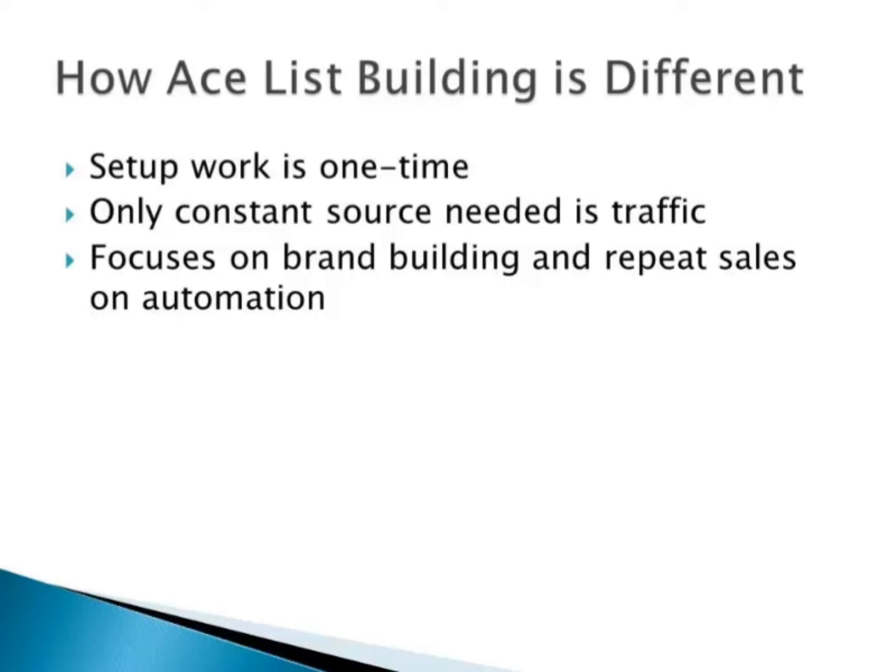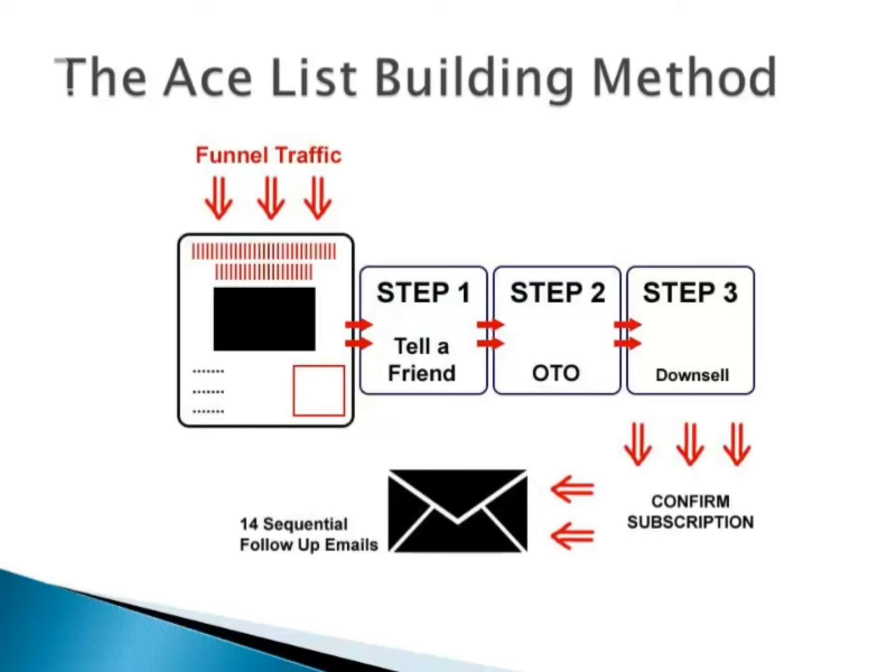This is what makes the ACE List Building method special from many other list building courses, because setup work is only one-off and the only constant source you need is just traffic. That's all you need to do, and even that can be automated if you want to. The beauty of this system is that you can build your own brand and generate repeat sales on pure automation. In other words, when you refer a visitor to your website and he joins your mailing list, you can automatically build a brand for yourself and get repeat sales from the same customers over and over again without lifting a finger. The ACE List Building method in a nutshell is shown in the diagram you're seeing now.